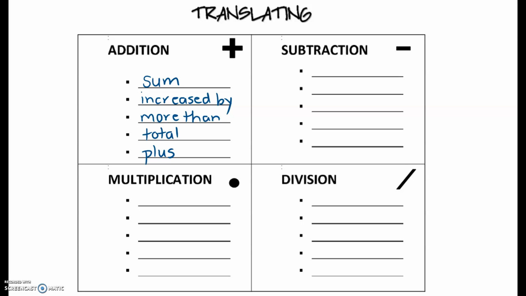Now, subtraction is the opposite of addition. So think of the opposite words that are written here in our addition list. The opposite of the word sum for subtraction is difference. The answer to a subtraction problem is known as the difference. So that would be something we could look for. Instead of increased by, subtraction would be the opposite, which in this case would mean decreased by. Instead of more than, for subtraction we would say less than.